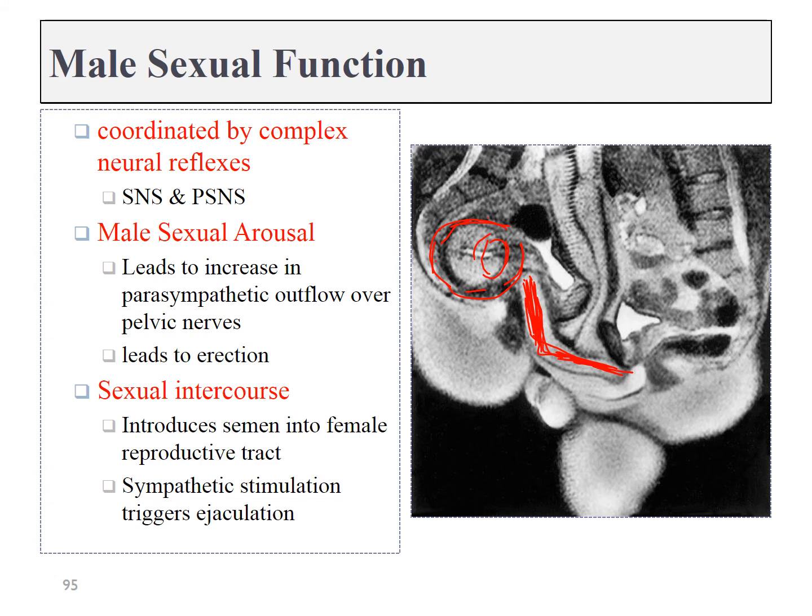Nevertheless, in both men and women, parasympathetic activity is going to lead to an increase in blood flow to these structures here, the clitoris and the penis, which in men leads to an erection, and in women changes the orientation of the glands relative to the rest of the external anatomy. And sympathetic stimulation will trigger ejaculation by the various glands involved in orgasm.